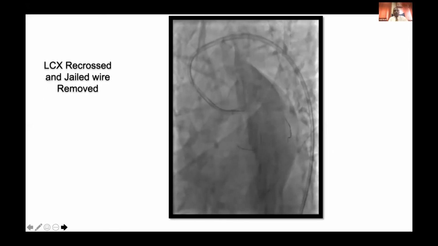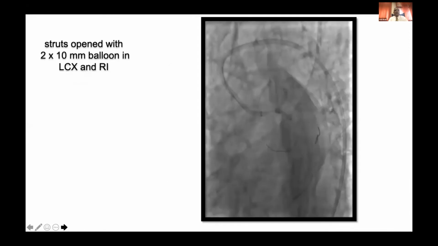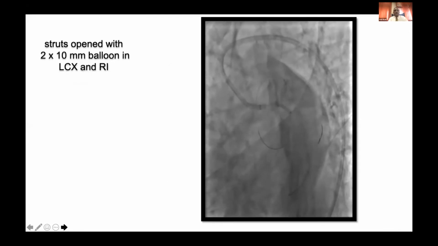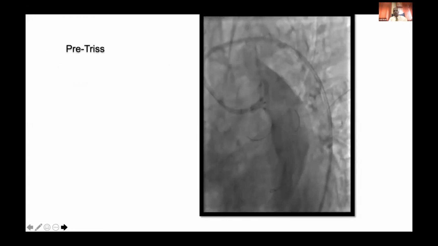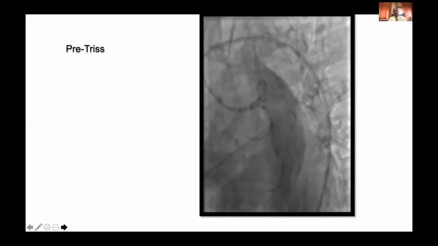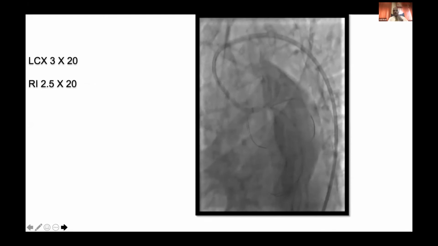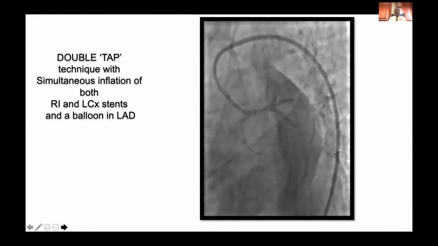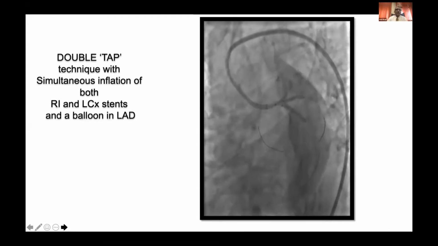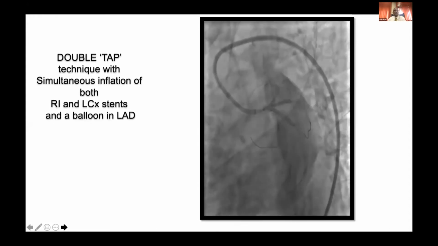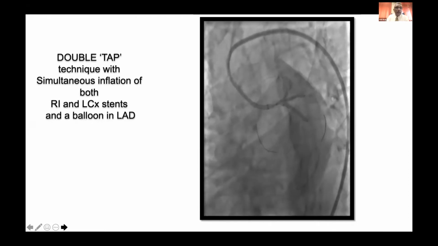And with this, after opening the struts in the circumflex, we did a pre-trissing. So we actually did a trissing balloon even before putting the other 2 stents. And then we went ahead and placed 2 stents, one a 3 into 20 in the circumflex and 2.5 into 20 in the ramus. And this was like a double tap with simultaneous inflation of both the ramus and circumflex stent with a balloon in the LAD.